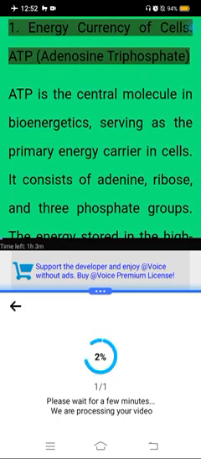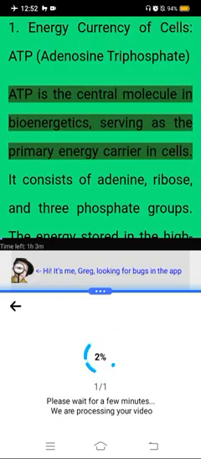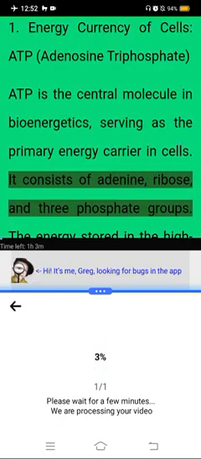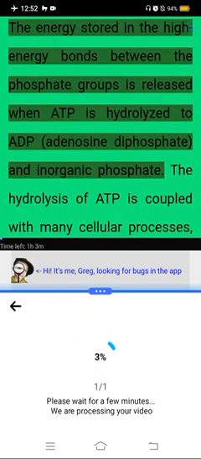1. Energy currency of cells, ATP, adenosine triphosphate. ATP is the central molecule in bioenergetics, serving as the primary energy carrier in cells. It consists of adenine, ribose, and 3 phosphate groups. The energy stored in the high energy bonds between the phosphate groups is released when ATP is hydrolyzed to ADP, adenosine diphosphate, and inorganic phosphate.